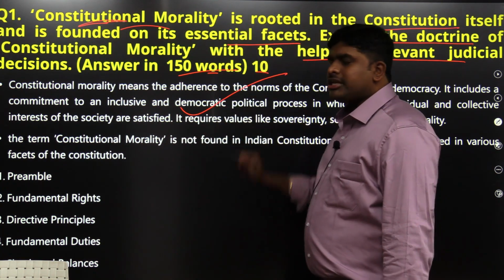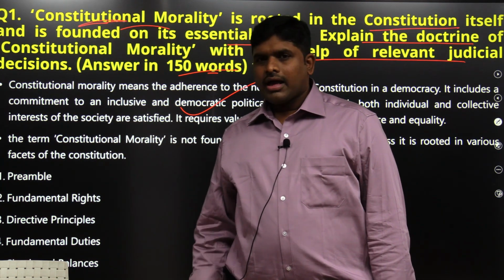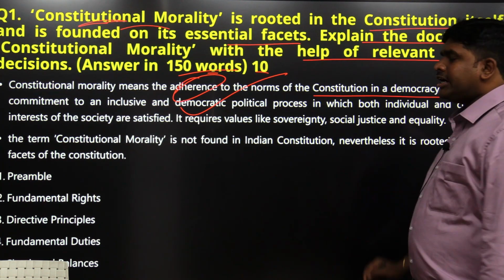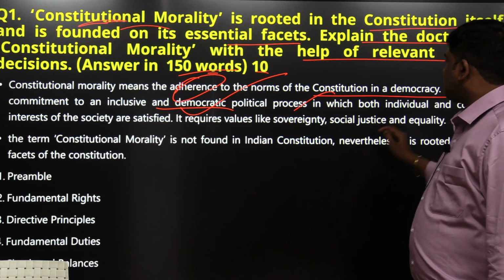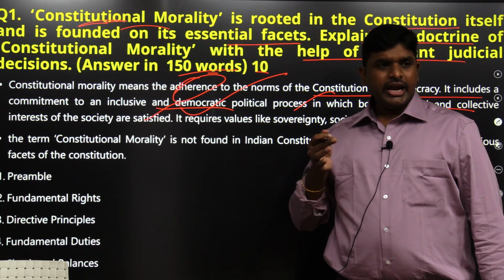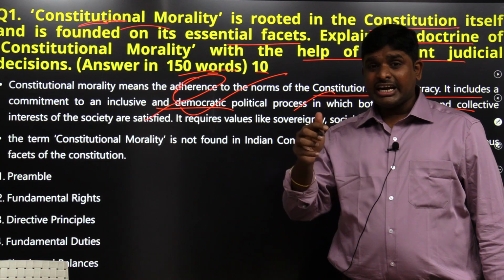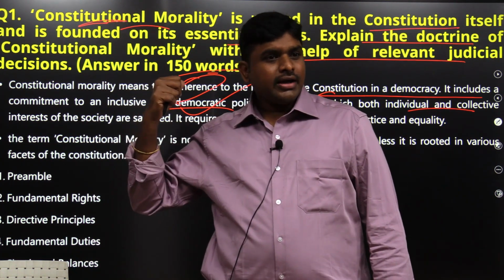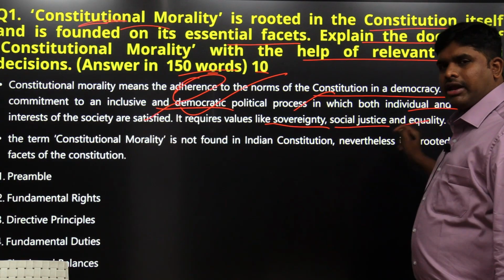First, you will mention what is constitutional morality, pinpoint it. Adherence to the norms of the constitution in democracy, commitment to an inclusive and democratic political system in which both individual and collective interests of the society are satisfied. At the individual level and collective level, they have to work for the constitutional principles for the satisfaction of individual and collective, for my satisfaction as well as my collective satisfaction. Like sovereignty, social justice, equality.